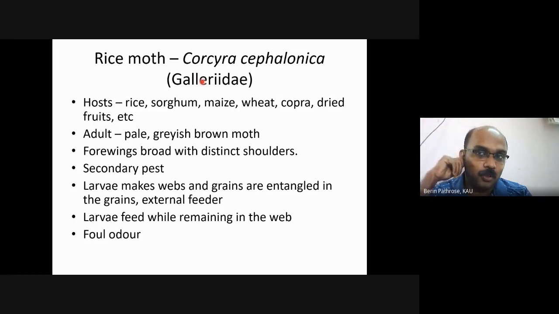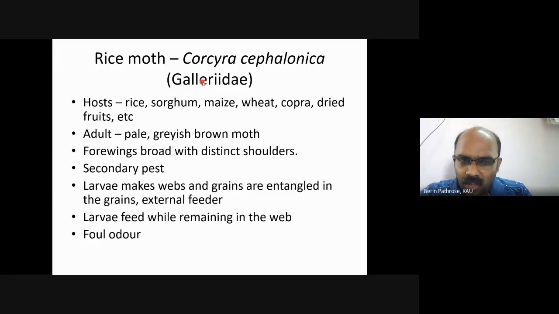You might have observed it. That is nothing but rava and usually there will be webbings in the grains itself. If you see it, you can see small clumps of this flour. That is nothing but Corcyra infested. If you open it, you can see that larva. So it has the typical ability to web together the grains. The larvae remain within the webs and feed on the grains. It's an external feeder, leads to a foul odor.